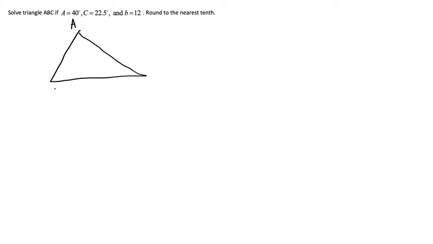Now I'm just going to draw this. It's not drawn exactly to scale because I don't really know what the final values are. But we do know that A is 40 degrees, we know that C is 22.5 degrees, and we know that B here is 12. So what information are we given? We are given two angles and a side in between, so this is what's known as an ASA triangle.